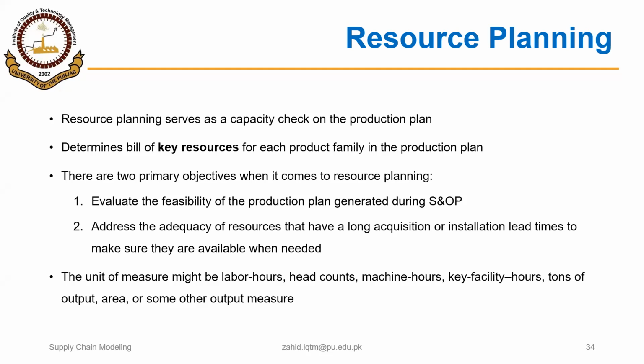Whenever we make any plan, we check whether it is feasible or not. So same is true of S&OP. The production plan that we have made as a result of S&OP process, we have to validate it against the available resources. So the process is called resource planning or resource requirements planning. So resource planning serves as a capacity check on the production plan. So it determines bill of key resources or the list of resources for each product family in the production plan.